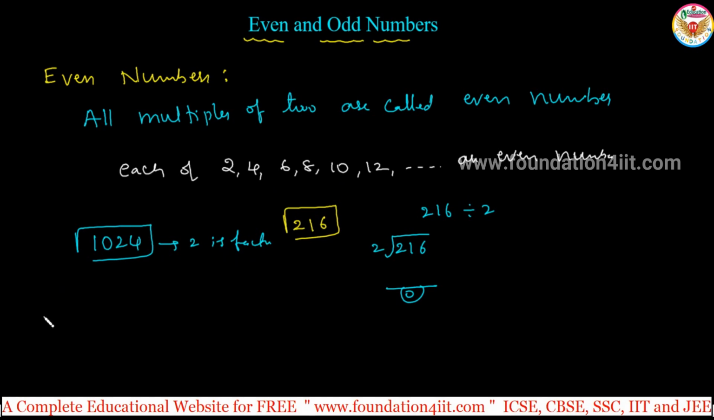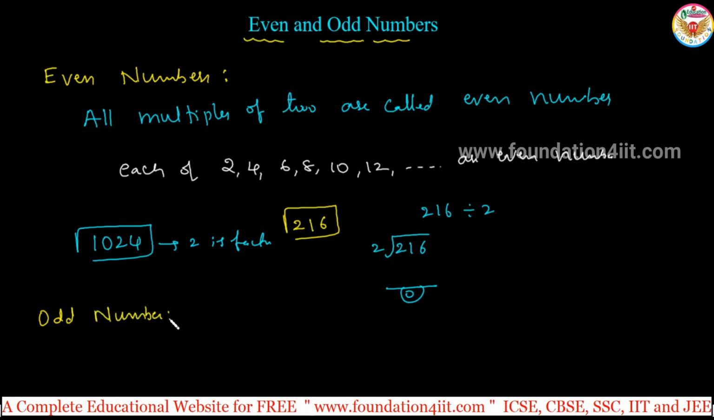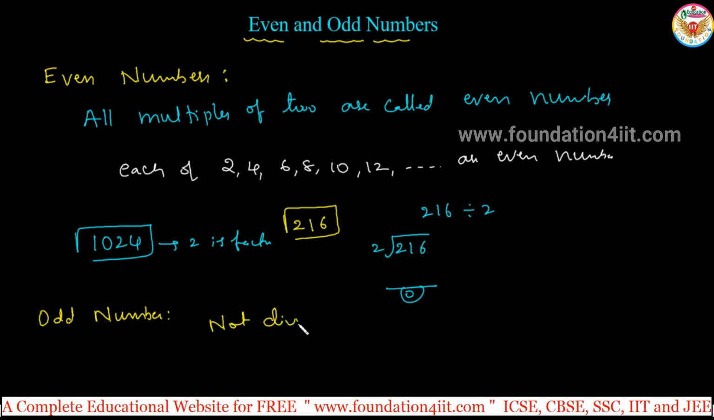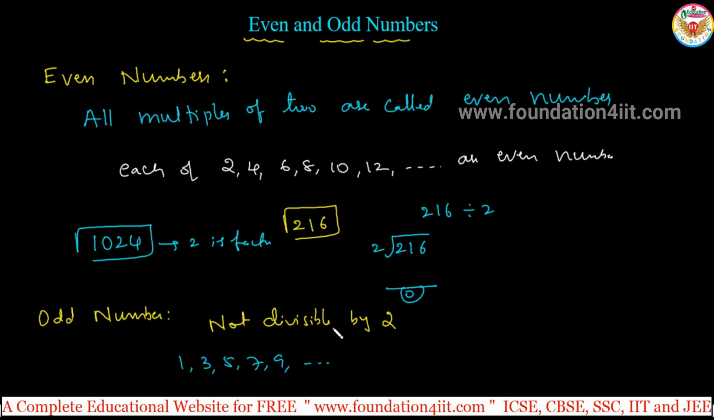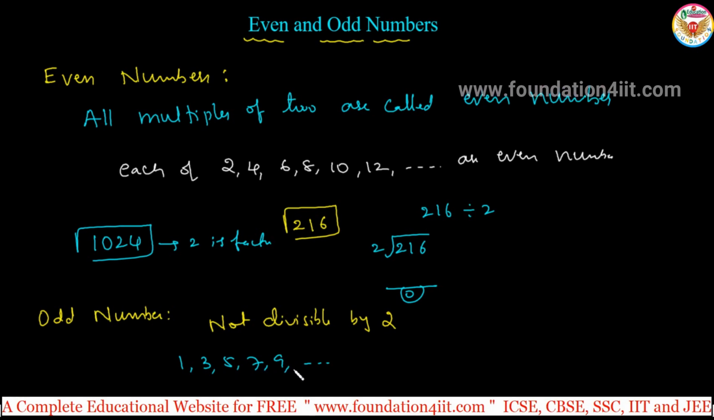Next, odd numbers. Odd numbers are just the opposite of this. That is, numbers which are not divisible by 2 are called odd numbers. So that is 1, 3, 5, 7, 9 and so on. Numbers which are not even are nothing but odd numbers. Since none of 1, 3, 5, 7, 9 and so on is divisible by 2, each of them is an odd number, right?